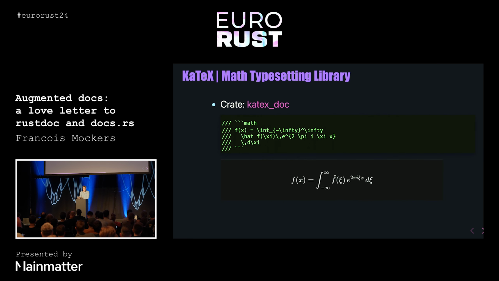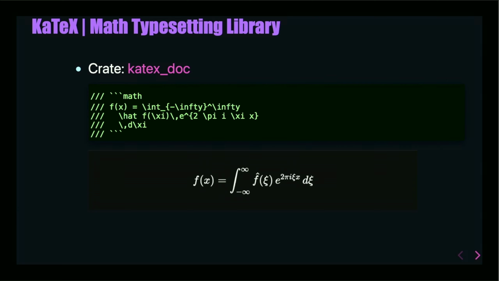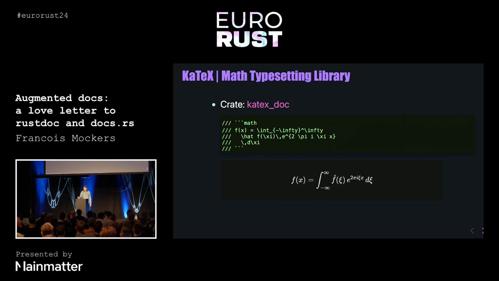Another crate that does something similar is katex for math typesetting, but it's for a much more specific domain. But yeah, you can have nice math formulas in your documentation if you need to.